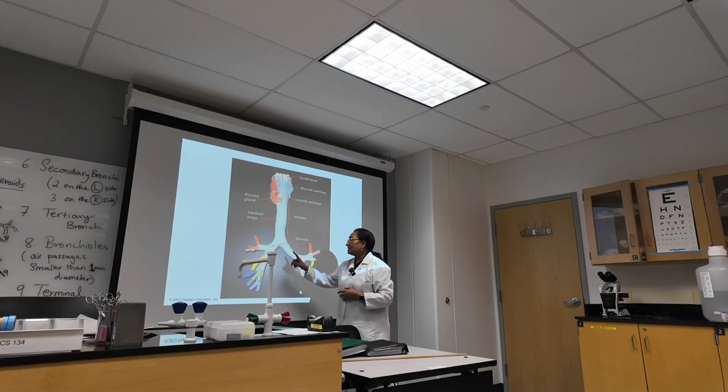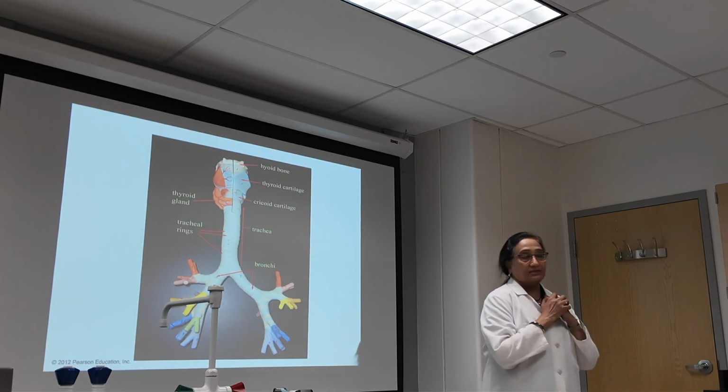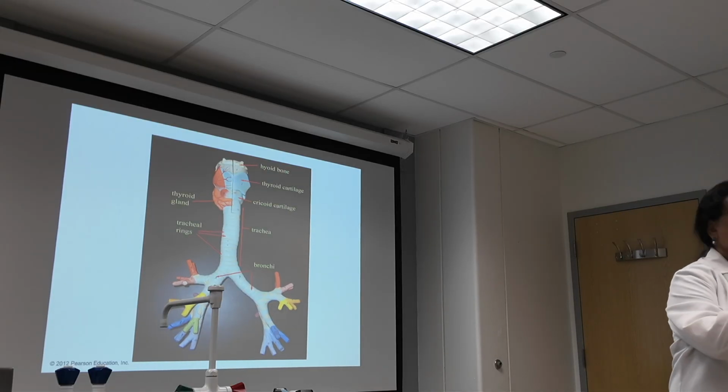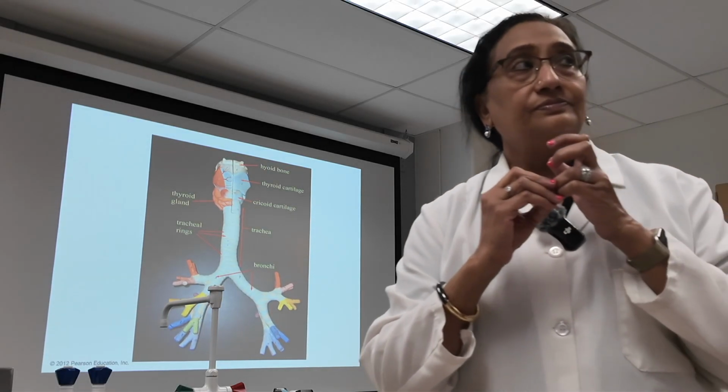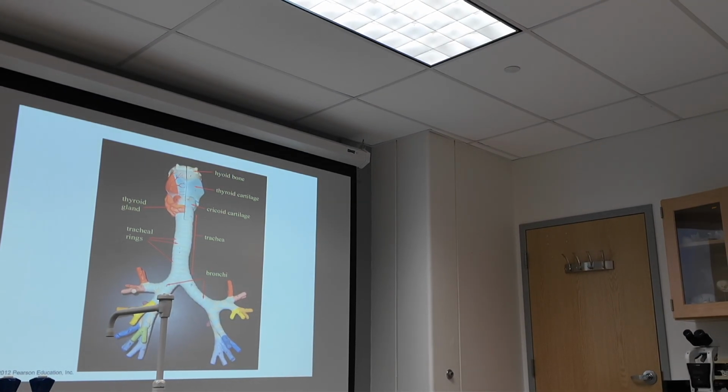Now in the trachea, I want to ask you, the cartilage, how is it? Does it go all the way around the trachea? Take a look at that and tell me. No, right? It is C-shaped. The cartilage is C-shaped. Okay?